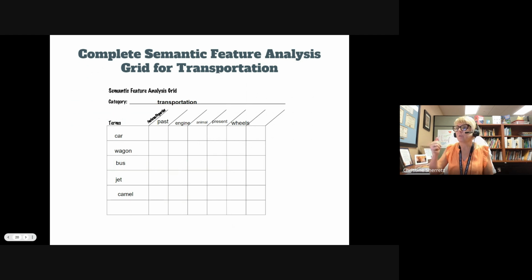Here, let's look at transportation. So here are some examples of ways we can transport: a car, a wagon, a bus, a jet, a camel. Was it in the past? You're going to figure it out. Car, no, cars, it's actually in the present. It was in the past and present. A wagon is in the past. Does it have an engine? Is it an animal? Does it have wheels? And then based on this, we can give a definition of transportation. So we know based on this that transportation includes living and non-living things. It includes things in the past and in the present. So that helps us to understand the word transportation.